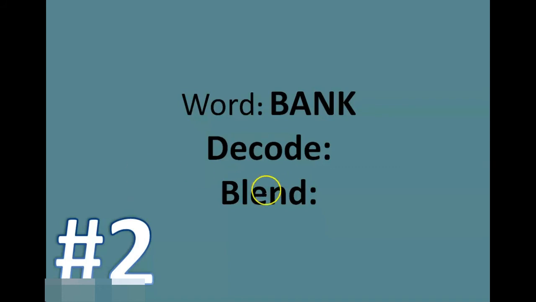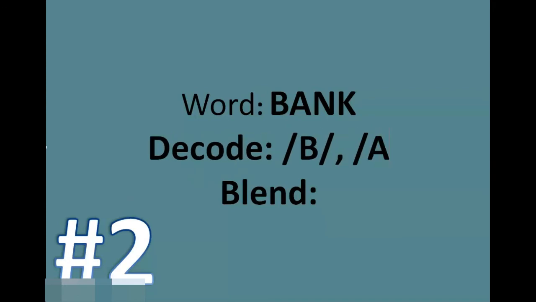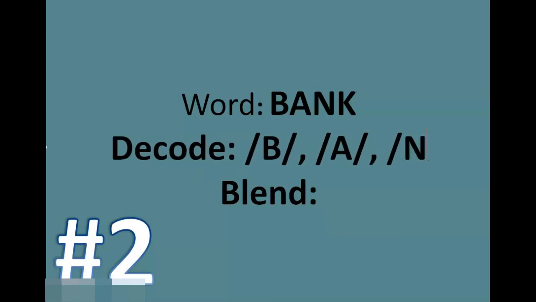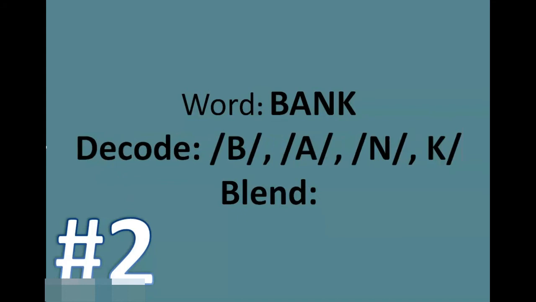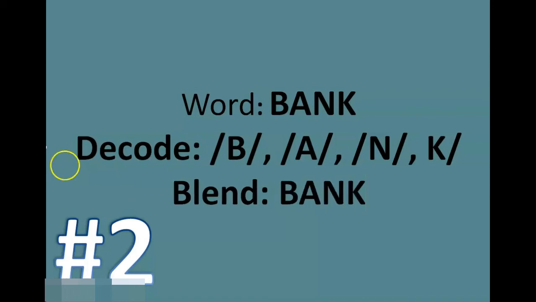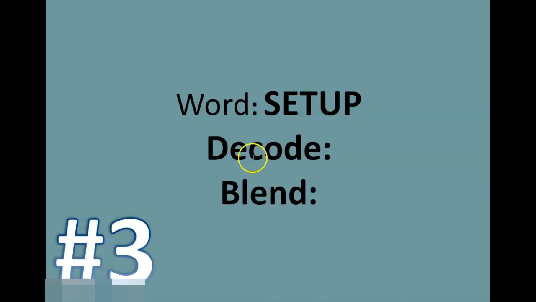Let's go with the second word, bank. In different accents, in the Indian accent, we usually say bank, but it's not k, it's k. So let's decode it. B, A, N, K. Now if we blend it, we know the perfect sounds to read it. B, A, N, K. Bank. Good job.